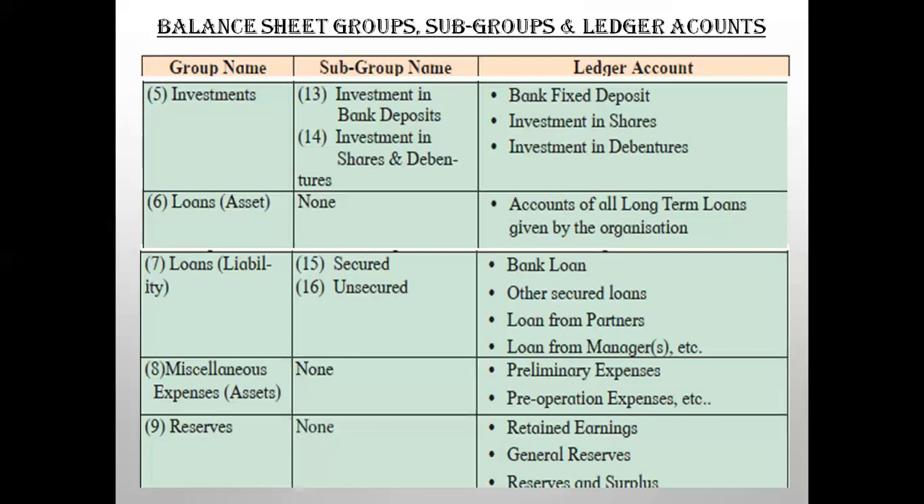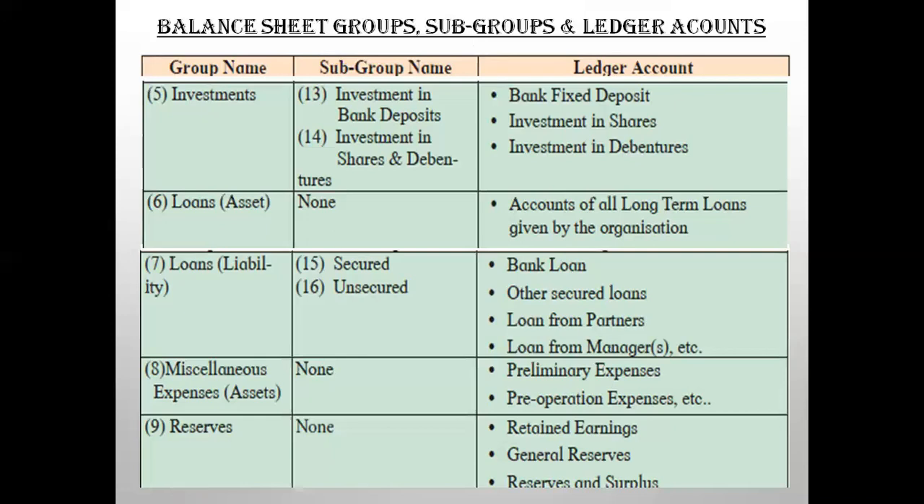And the last one is the reserves. Retained earnings, general reserves, reserves and surplus. So all come under the reserves. These are already existing in the accounting software as the groups. So the subheadings, the ledgers, you will be creating under these groups. Okay, so these were the balance sheet groups, subgroups and ledger accounts.